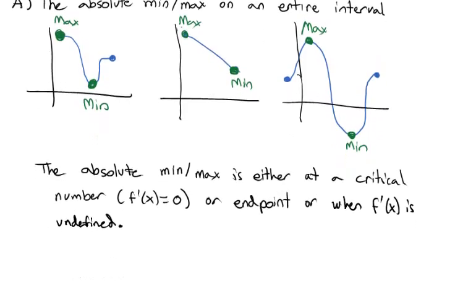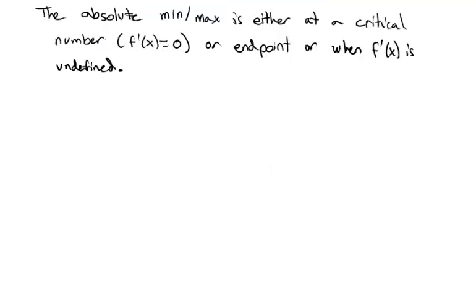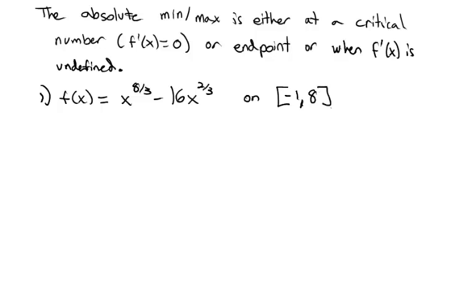So let's see if we can find a few absolute extrema, and then we'll get to the more interesting problems where we actually apply them to some situation. Let's say f of x is equal to x to the 8/3 minus 16 x to the 2/3, on the interval negative 1 through 8. We want to find the absolute maximum and the absolute minimum of this function.